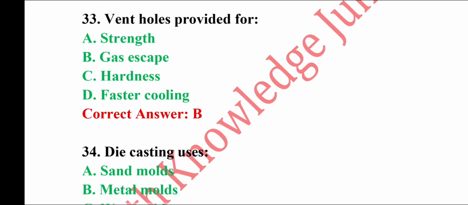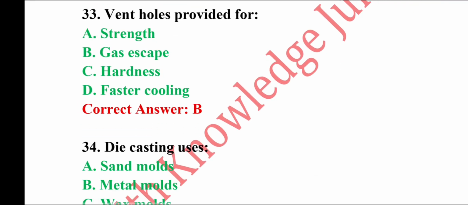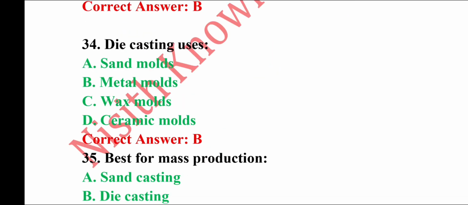Question number 33: vent holes are provided for. The options are strength, gas escape, hardness, faster cooling. The correct answer is gas escape, that is option B.